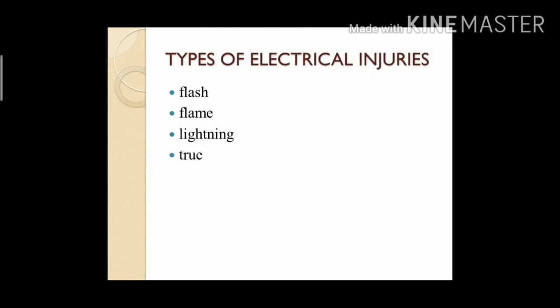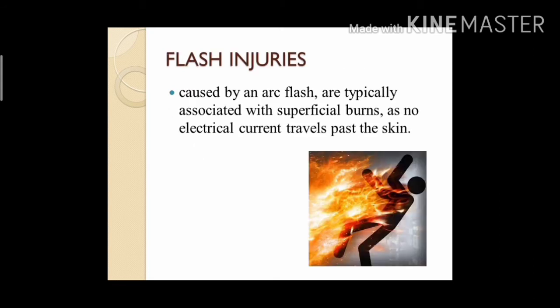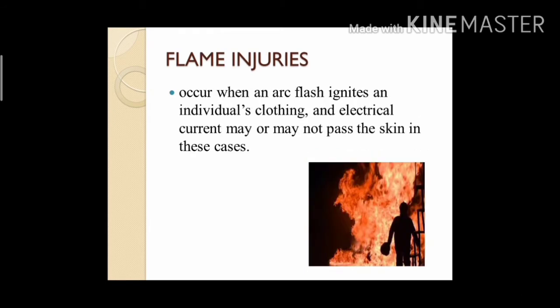Types of electrical injuries: flash, flame, lightning, and through. Flash injuries caused by an arc flash are typically associated with superficial burns as no electrical current travels through the skin. Flame injuries occur when an arc flash ignites an individual's clothing, and electrical current may or may not pass through the skin in these cases.